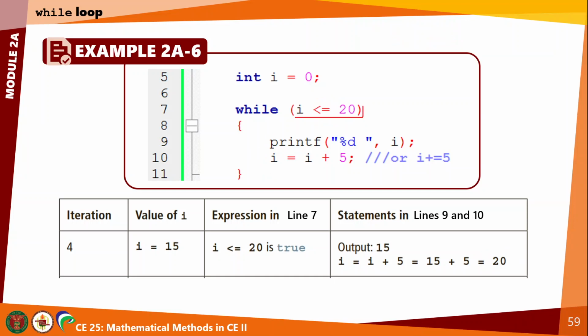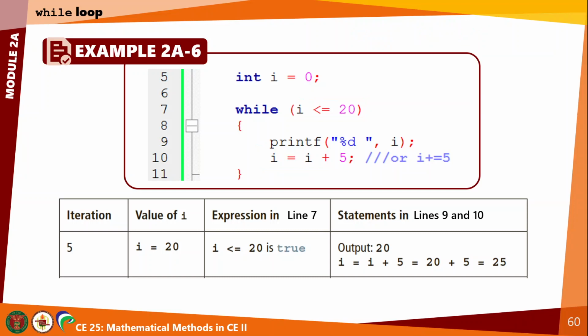Yung nasa loob ng logical expression natin, mag-evaluate pa rin to true kasi less than 20 pa rin si 15. So, piprint niya ulit si 15. So, 0, space, 5, space, 10, space, 15, space. Okay. And after printing, dadagdagan niya ulit yung value ni I ng 5. So, your I now becomes 20.